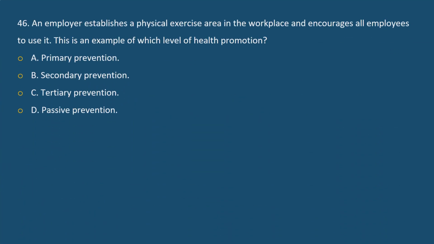Question 46. An employer establishes a physical exercise area in the workplace and encourages all employees to use it. This is an example of which level of health promotion? A. Primary prevention, B. Secondary prevention, C. Tertiary prevention, D. Passive prevention.